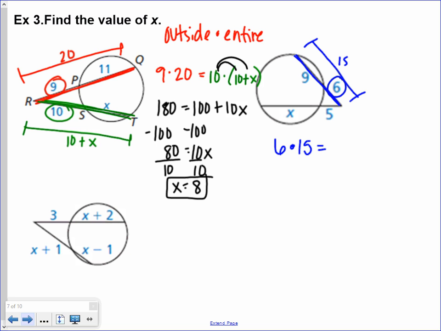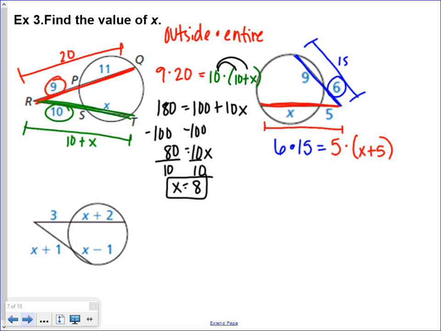15. And then on the bottom, Tanner, what's just the outside piece of the bottom secant? And then anybody, how could I write the red segment as one expression? X plus 5. Or 5 plus x, however you want to write it. It's not going to make a difference in the end. This one's pretty quick as well.